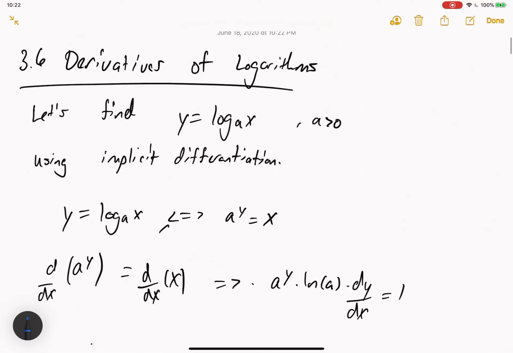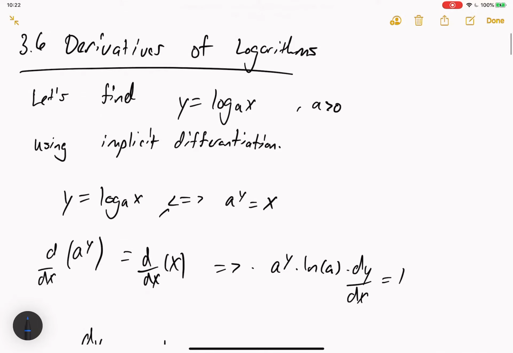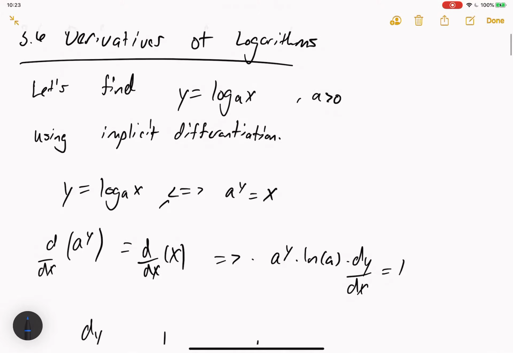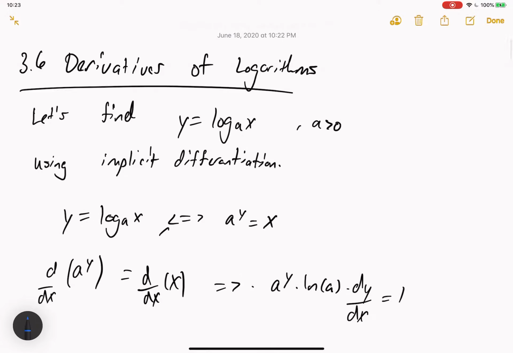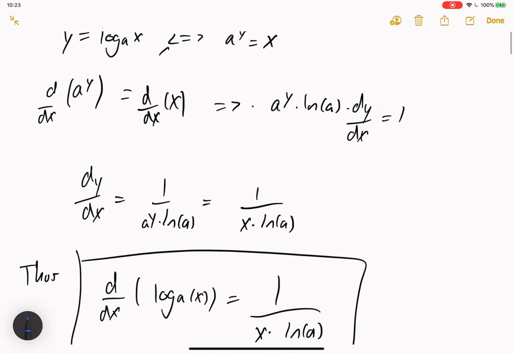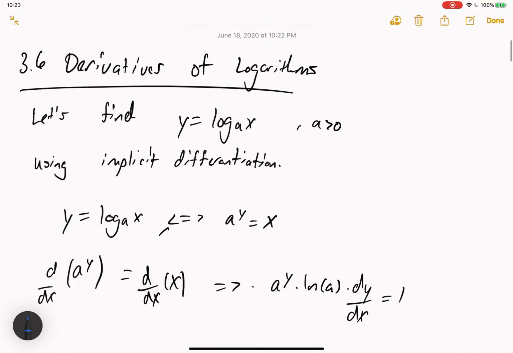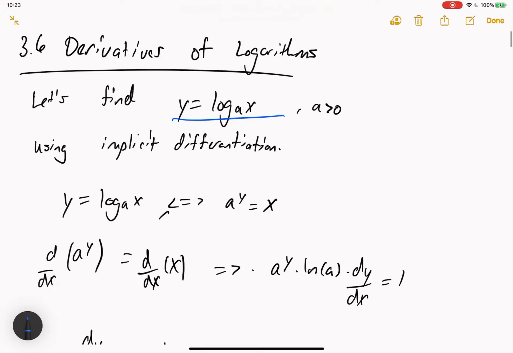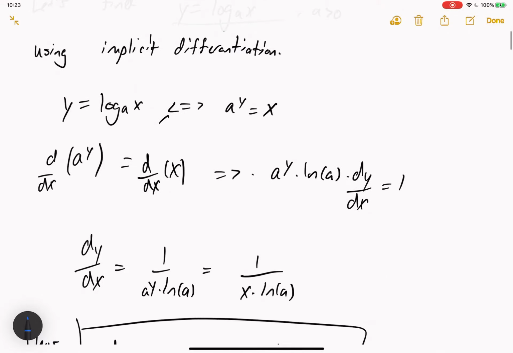So the first thing we're doing is trying to find what the derivative of a logarithm is. We've done some functions already. We've done implicit differentiation. We've done exponentials. But we haven't done logarithms yet, just general logarithms. So let's find out what happens if y is equal to log base a of x, where a is greater than 0, using implicit differentiation.